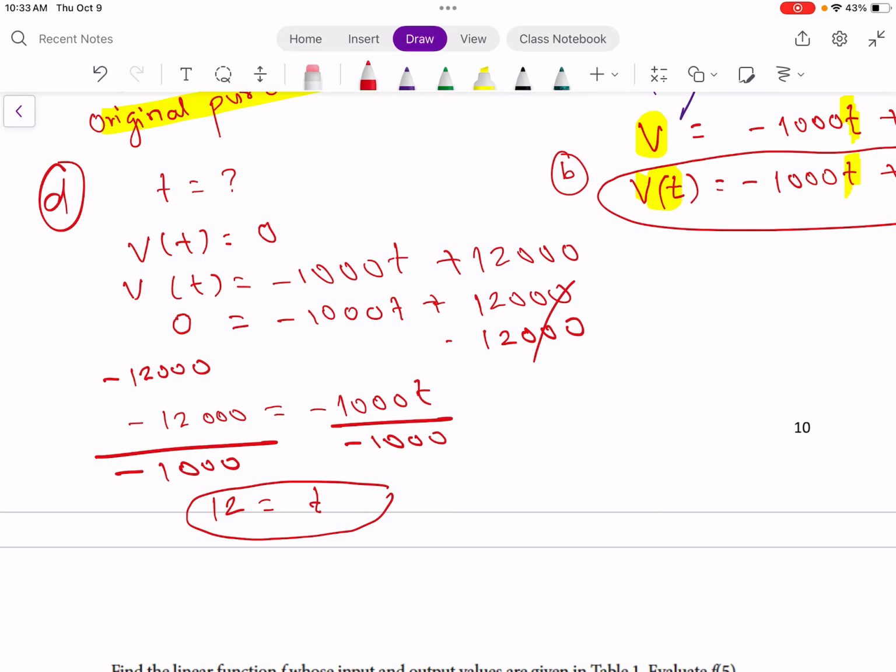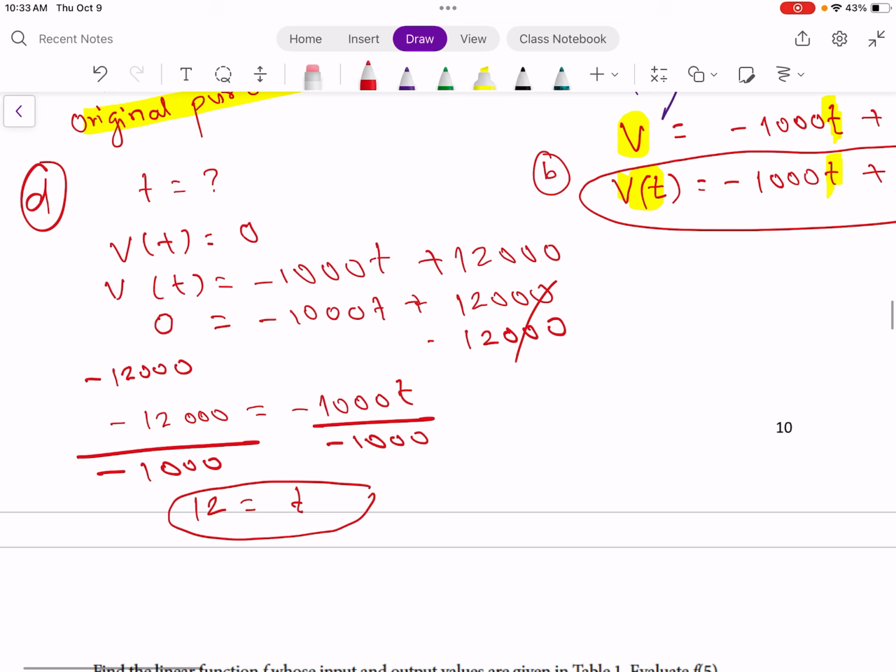So it takes 12 years for the value of the printer to be $0. Now, in this function, what is our slope and y-intercept? So what is the slope for this function? Negative 1,000 is the slope, right? Now, what does it mean for us? What does it tell for this example? That's the slope. Now, what does that mean?